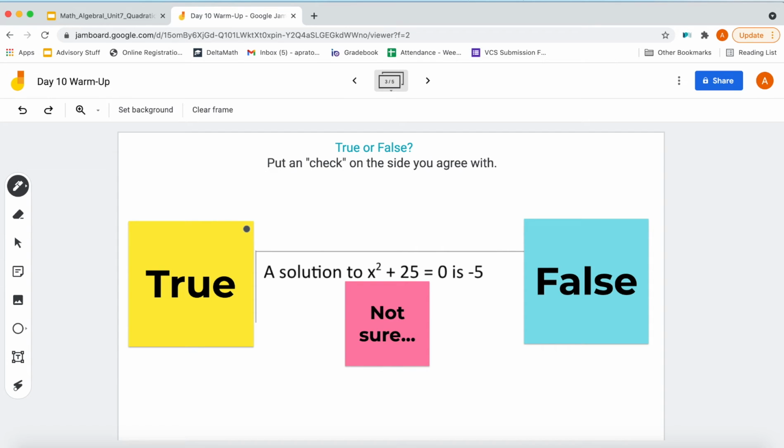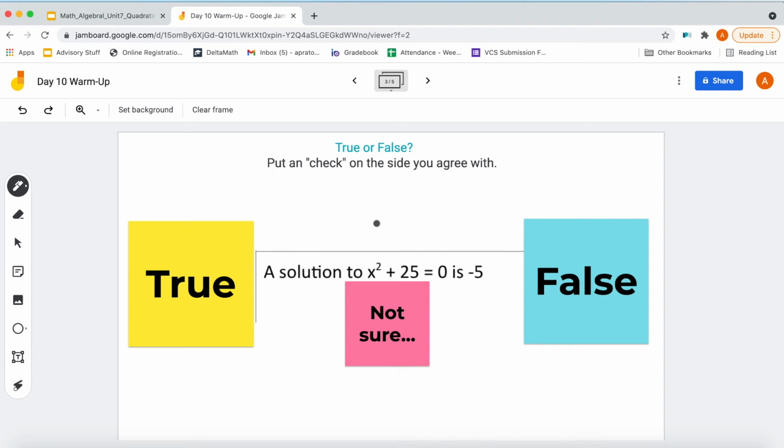And you should see students start to guide each other to the understanding that this is actually false. Because it doesn't say x squared equals 25, it says x squared plus 25 equals 0. And we know the only number that can add to 25 to make 0 is negative 25. And there's no number we can square to get negative 25, which takes us back to that key understanding from the beginning.